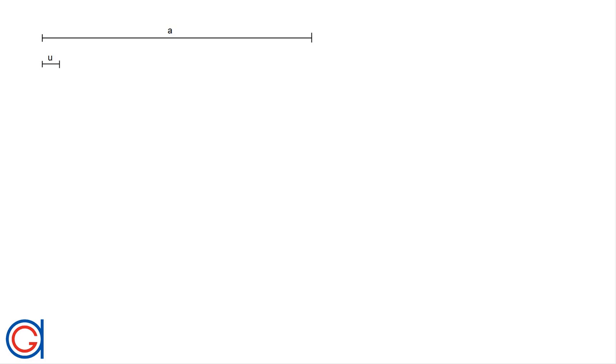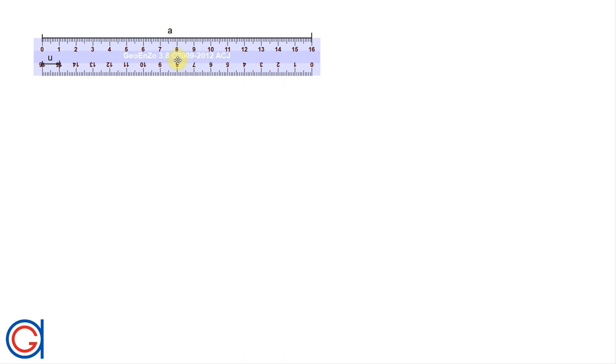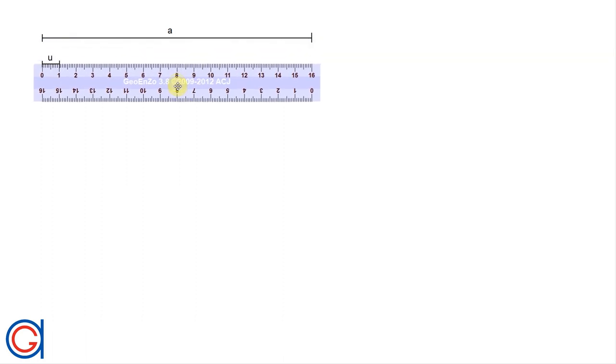Hello, today we are going to learn how to graphically calculate the square root of a given line segment A using a compass and a ruler. To do this, we also need another line segment U, which we will consider as a unit. As you can see here, the length of the given line segment A is 16 centimeters, and the length of the line segment U is 1 centimeter.